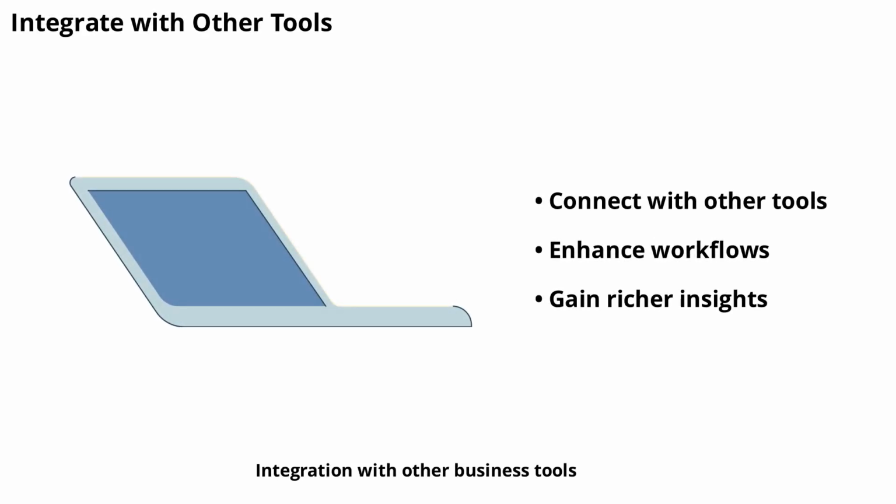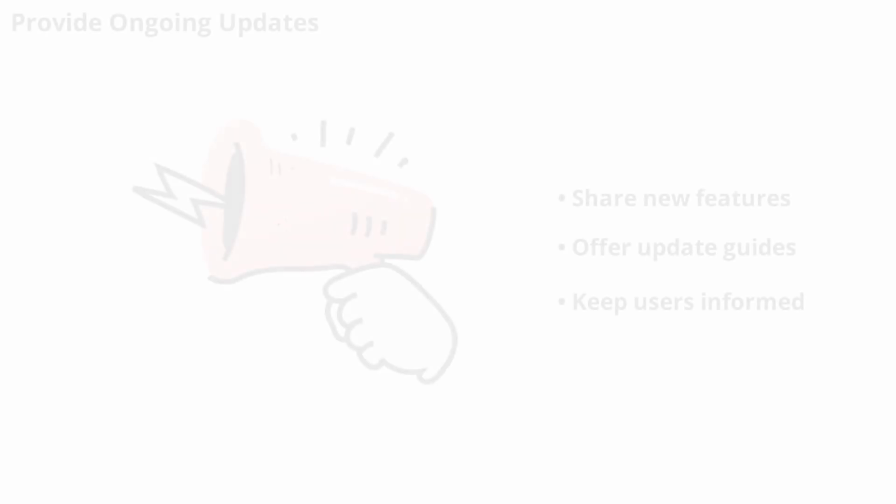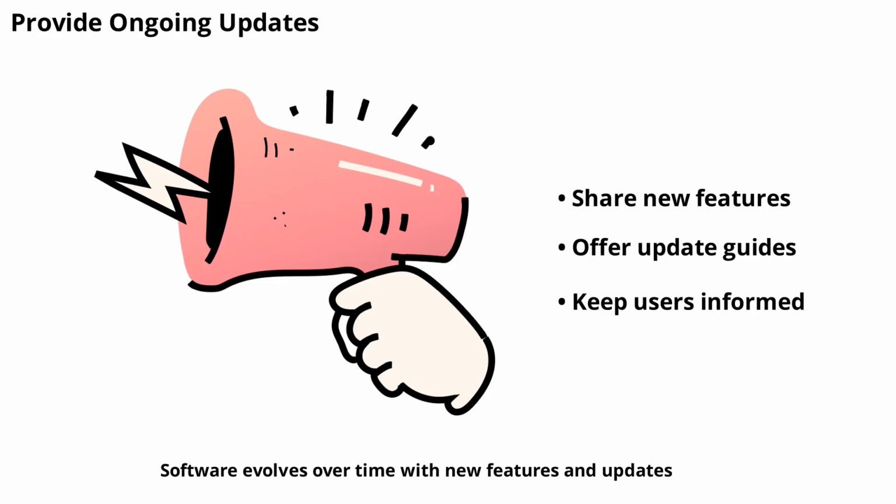Integration with other business tools, such as CRM or analytics platforms, enhances the value of your social media software. Train users on how to connect and leverage these integrations for a seamless workflow and richer insights. Software evolves over time with new features and updates. Keep users informed about changes through regular training sessions, newsletters, or update guides. This ensures everyone stays up to date and continues to use the software effectively.